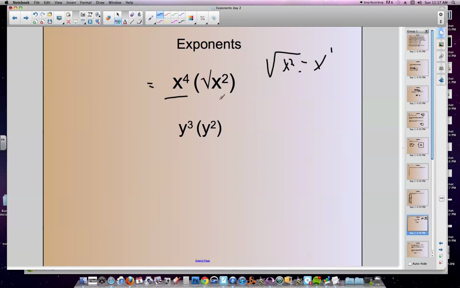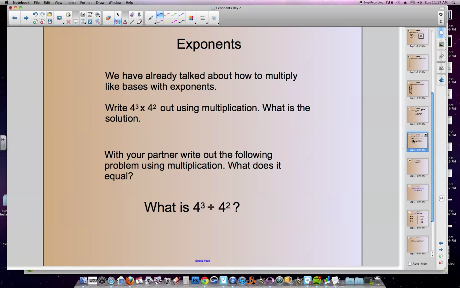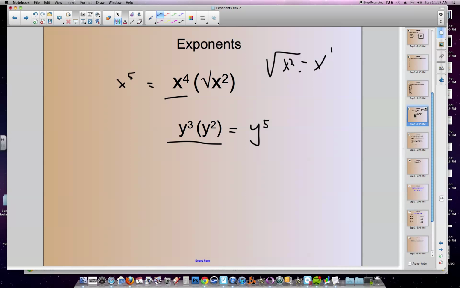So we have x to the 4th times x to the 1st. So that's going to equal x to the 5th. Here I say, what's y to the 3rd times y squared? Well, that's y times y times y times y times y. That's y times itself 5 times. So this equals y to the 5th. So that's just a little preview about square roots.